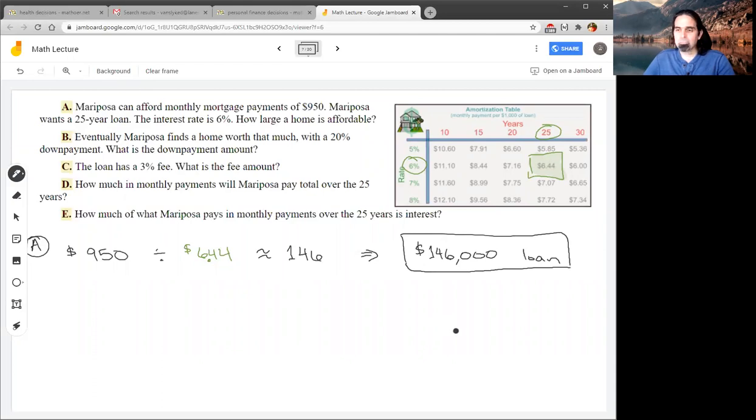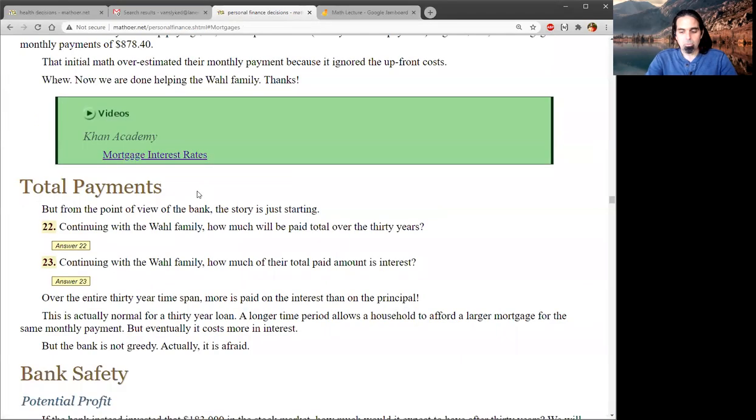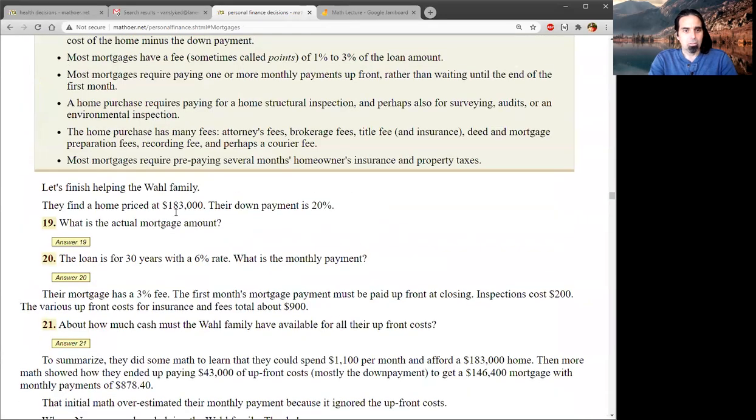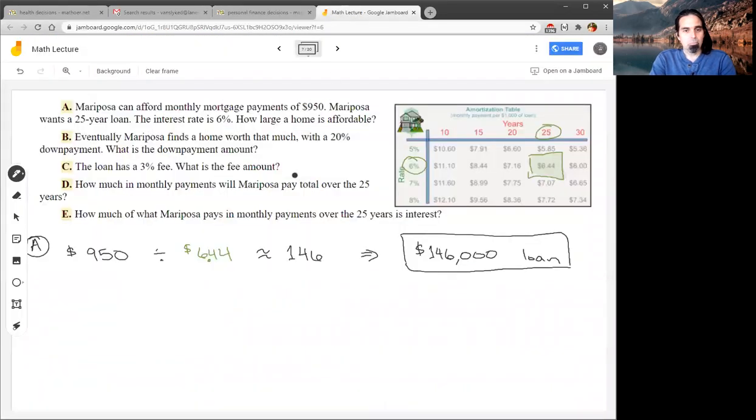Okay with part A? Yes. Okay. Eventually things get complicated. We're going to skip some of those complications with brokerage fees and so on. That's too much to put on a test. I don't want to waste your precious test time. But the down payment is a big deal. So let's do that. The down payment is 20%. So we're asking, what is 20% of 146,000?